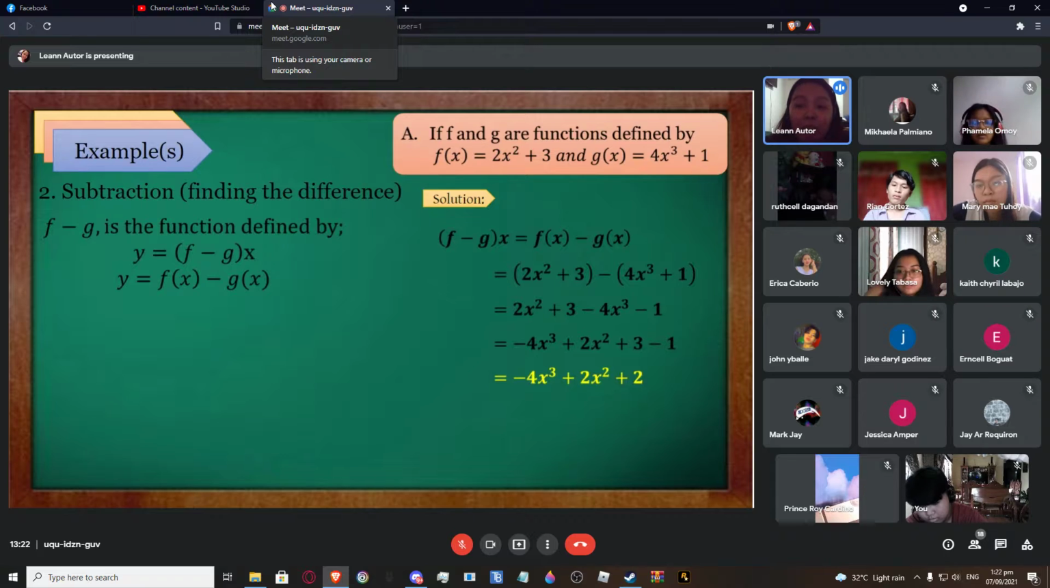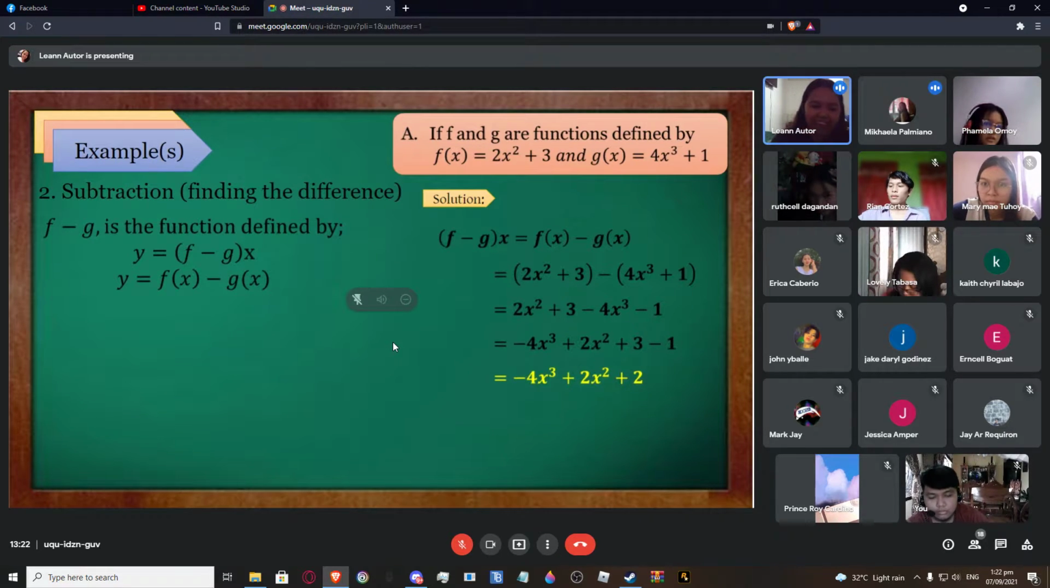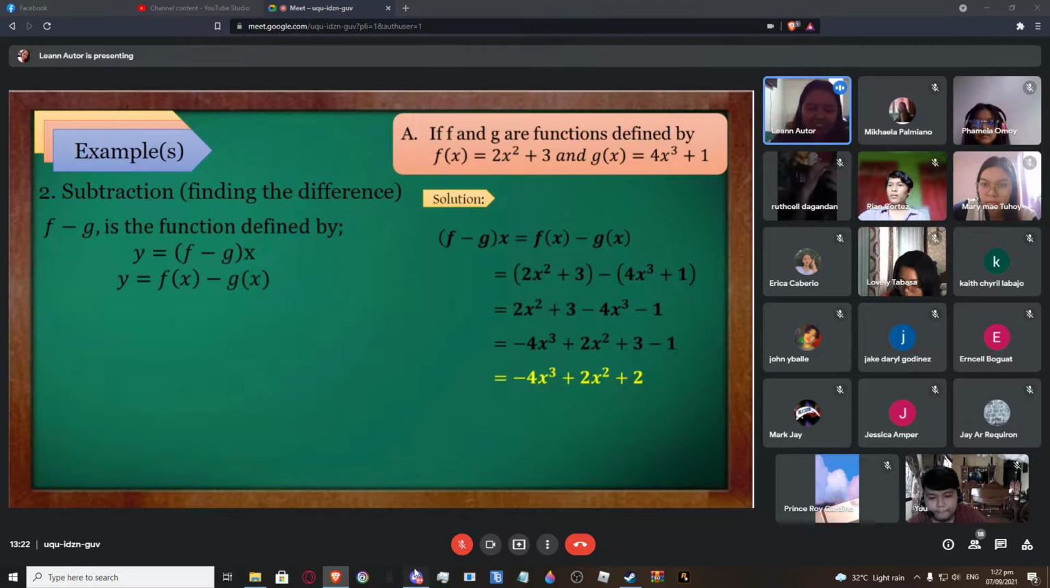What does FOIL stand for? Ang F, unsa? First. First term. Alright, that is correct. First term. Ang sunod ang O stands for the Outer term, and ang I, Inner term. And of course, Last term. Una siya ang FOIL method.